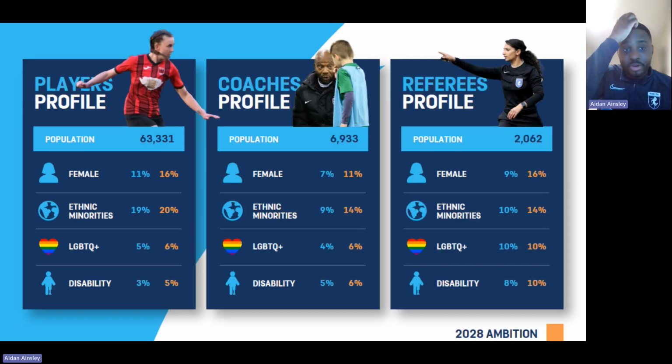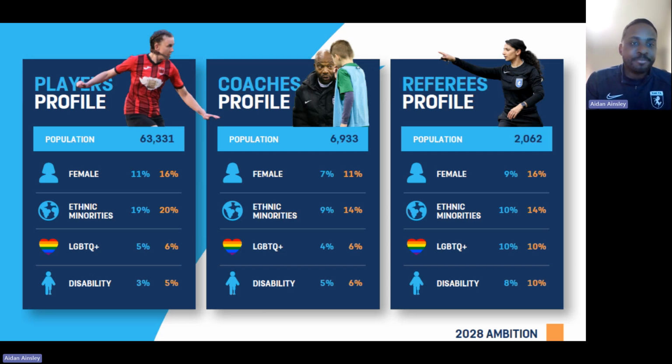And this is the profile of people who are involved in the game in Kent. So you can see that in terms of females, with obviously 50% of the population being female, we're quite far off in terms of 50% of the playing populace and the coaches and the referees being female. You'll see the figures there in orange that show our ambition and where we want to get to over the next few years.